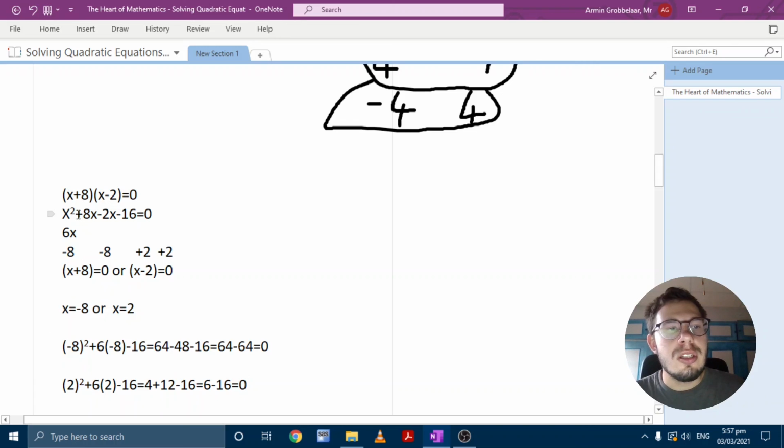So my two answers for the second problem is x equal to minus 8 and x equal to 2.